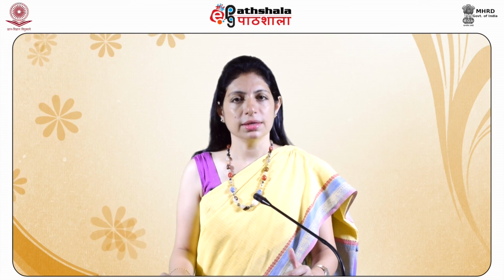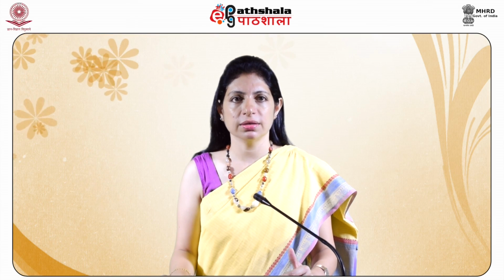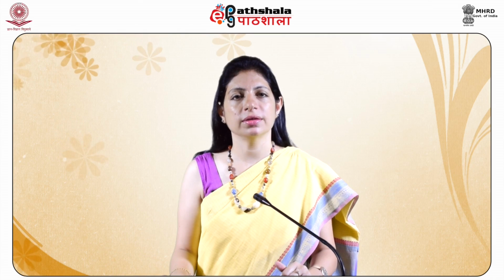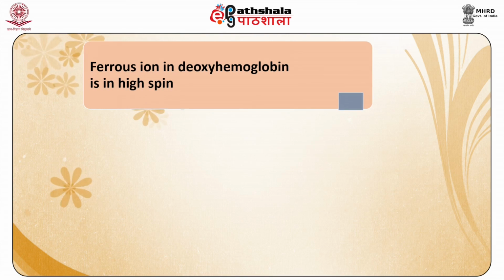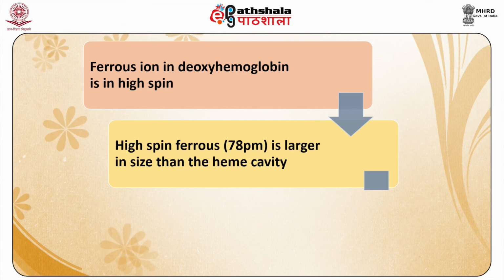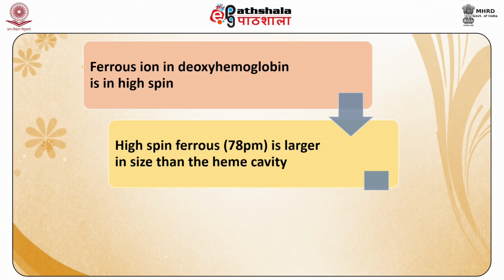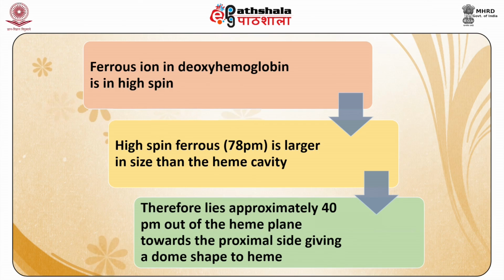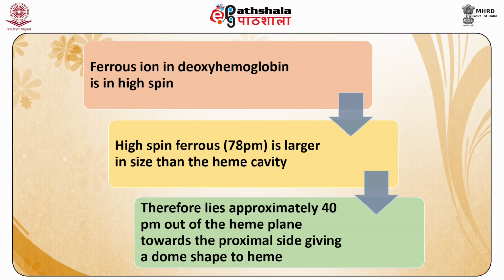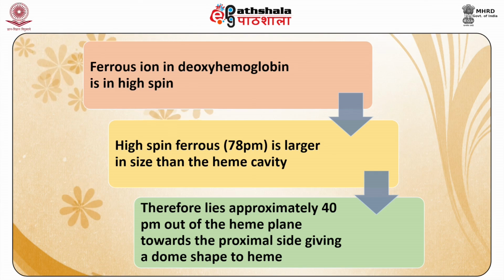Protons present in the heme cavity weaken the ferrous-oxygen bond in oxyhemoglobin. The distal histidine, being a basic amino acid, binds the proton present in the heme cavity via the epsilon nitrogen and liberates them on the other side via the delta nitrogen. Ferrous ion in deoxyhemoglobin is in high spin. High spin ferrous has a size of 78 picometer and is larger than the heme cavity, and therefore lies approximately 40 picometer out of the heme plane towards the proximal side, giving a dome shape to the heme.